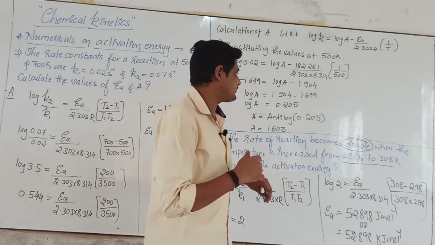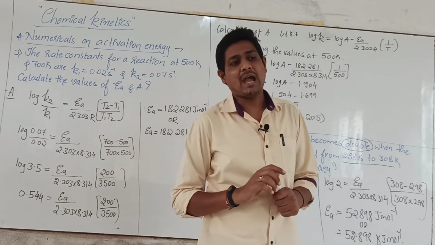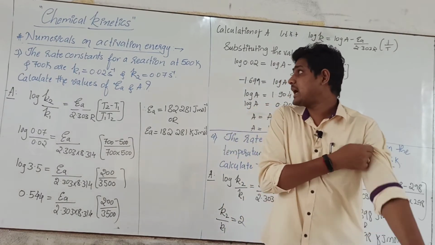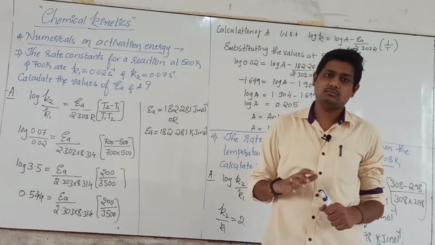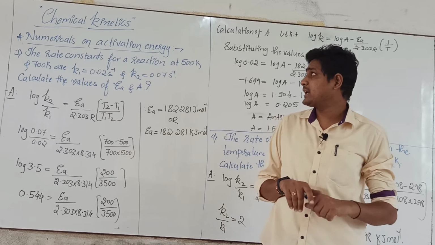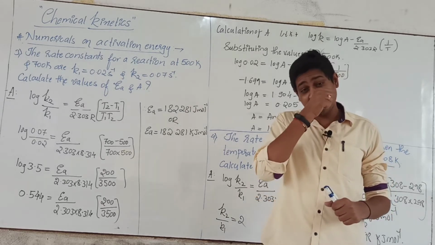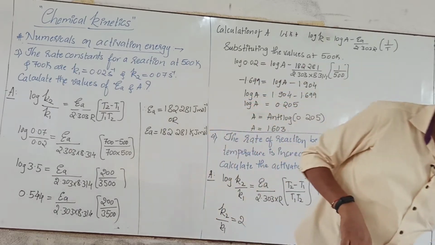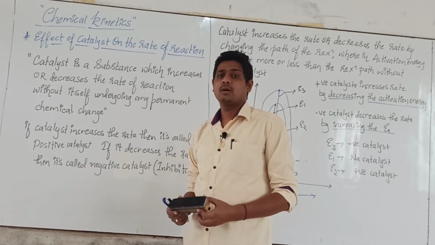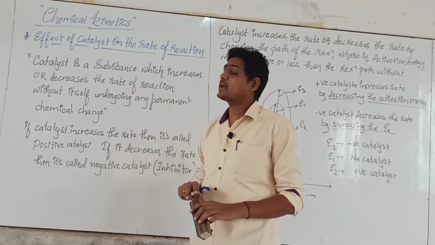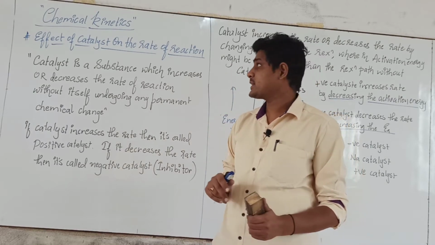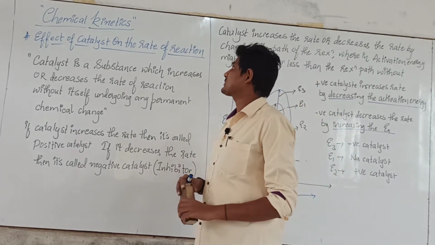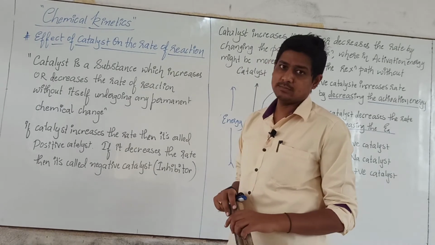Okay, so these are the few problems based on the activation energy. Now let us see the last concept in this chemical kinetics chapter, which is the effect of catalyst on the rate of a reaction. Okay students, now the last concept of this chapter is the effect of catalyst on the rate of reaction.